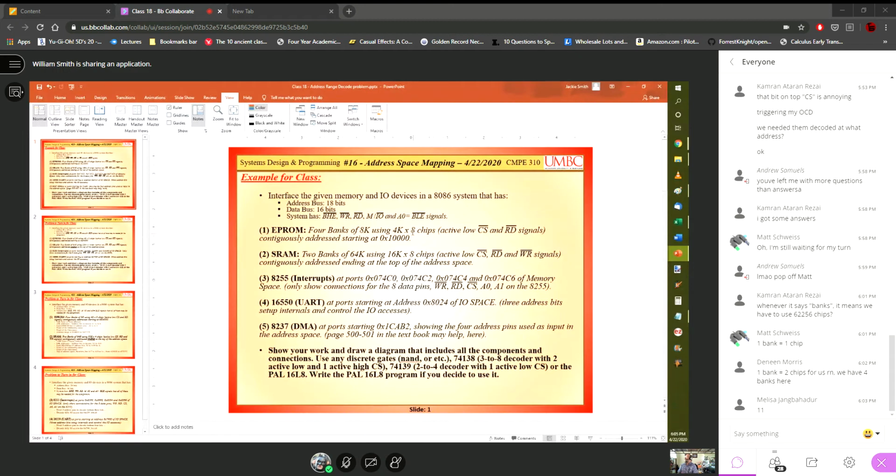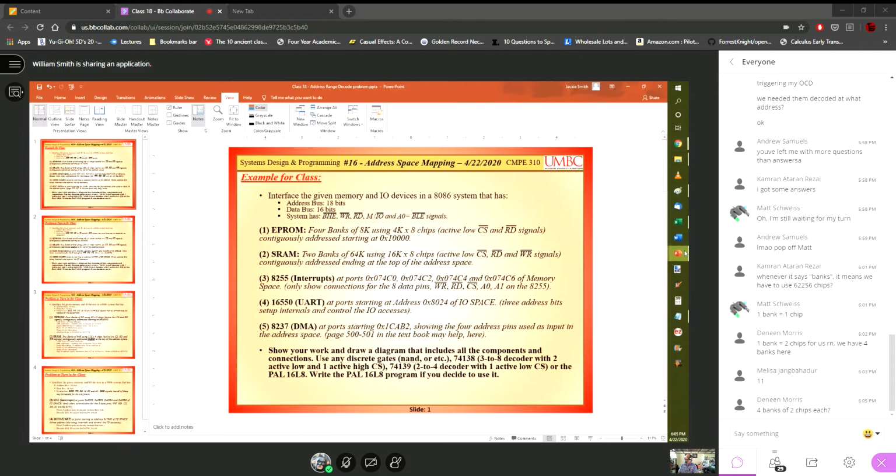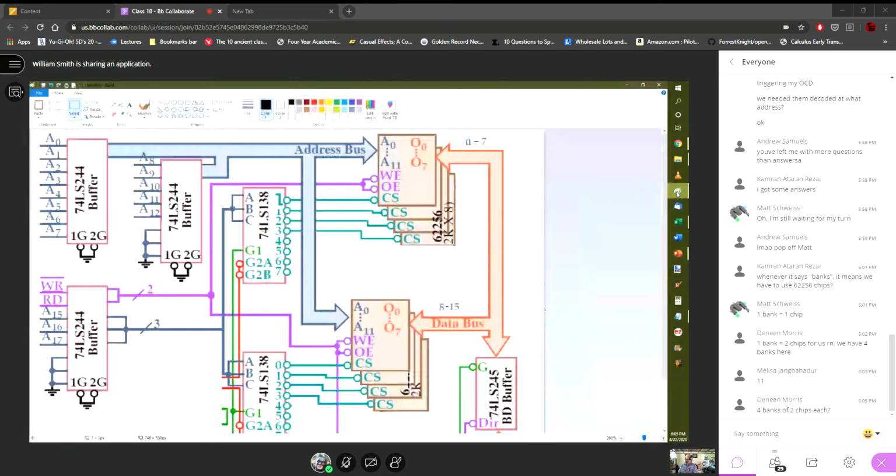4 of the chips are going to be holding the lower part of the memory, and 4 of them are going to be holding the upper part of the memory. 4 banks of 2 chips each. That's right. Or if you think of the 2 chips as what you need to make up your 16 wide data bus, because one's going to have 4 data bits, the other's going to have 4 data bits. All right. So that's what we got there.